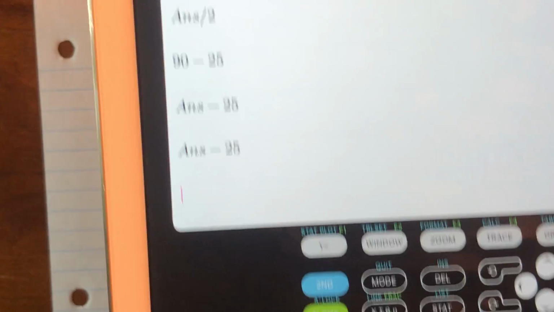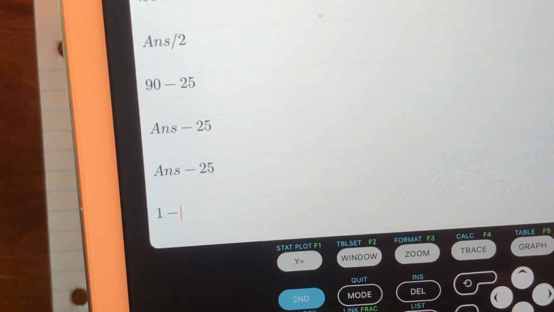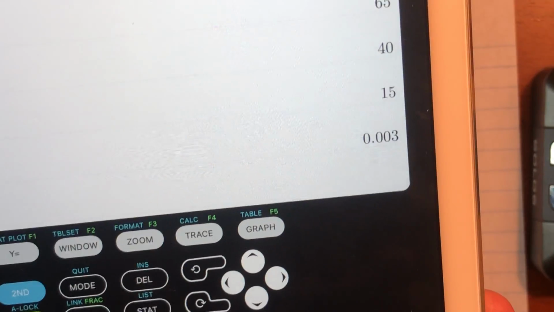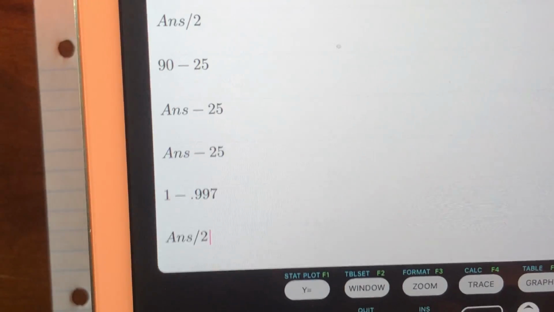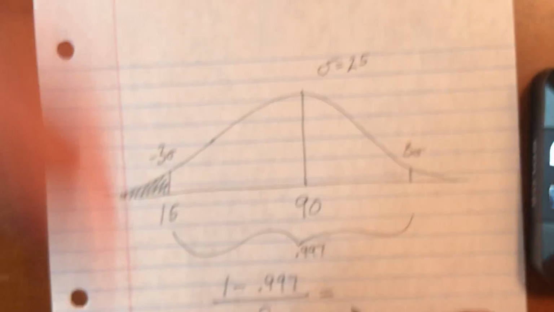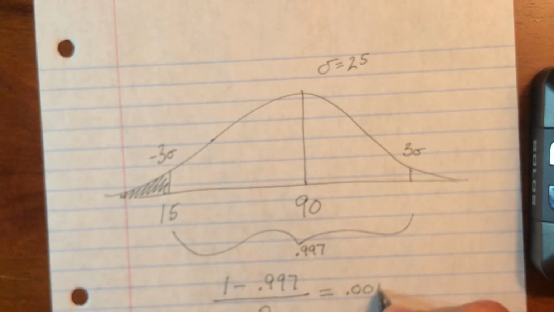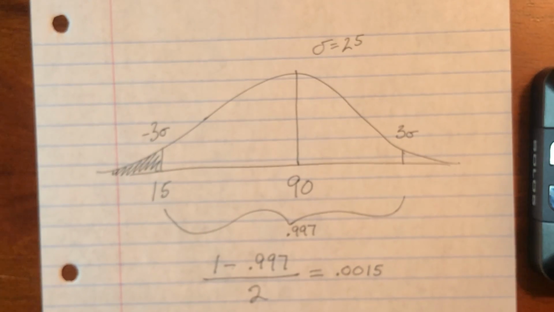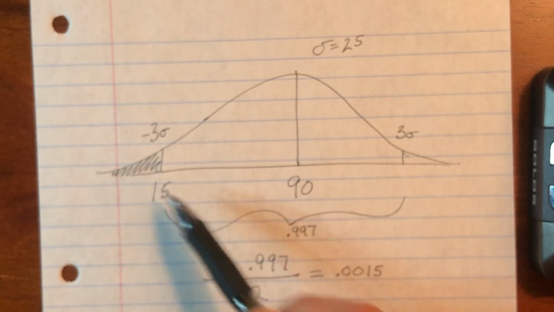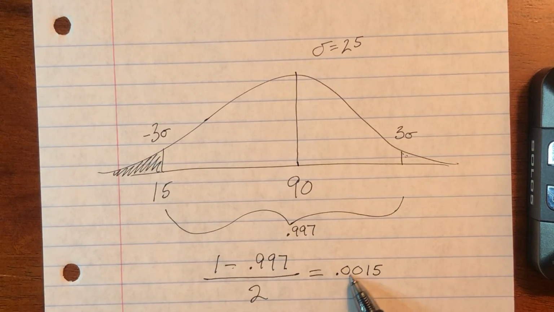So let's do that. 1 minus 0.997 equals 0.003. All right, divide that by 2, and we get 0.0015. That sounds really familiar. That's the same answer we got when we were talking about the IQ problem of someone being over 3 standard deviations on the right. See how it's the same thing on the left as it is on the right?